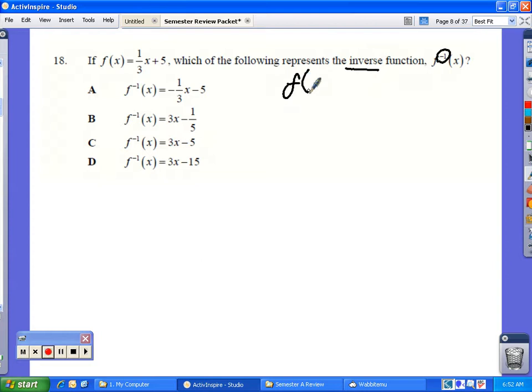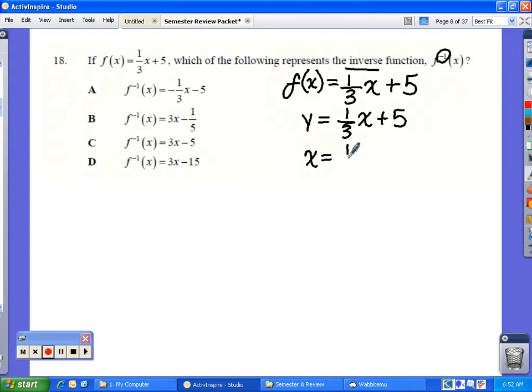In order to do that, inverse means opposite, so we are literally going to switch the x and y. And again, f of x, you can write the related equation, which is y equals 1/3 x plus 5. And when you do that, since we're looking for the opposite, we are literally just going to switch the x and y. So x equals 1/3 y plus 5.